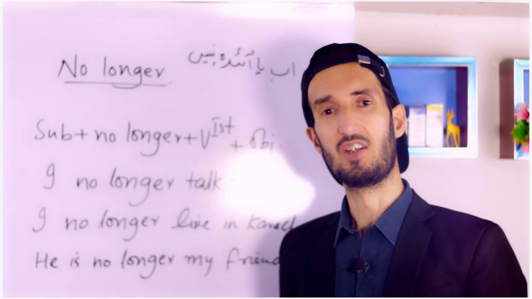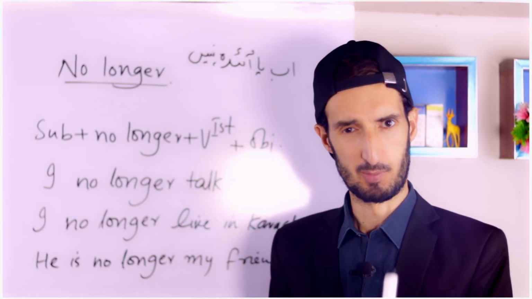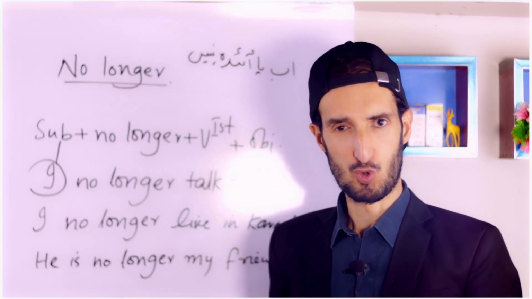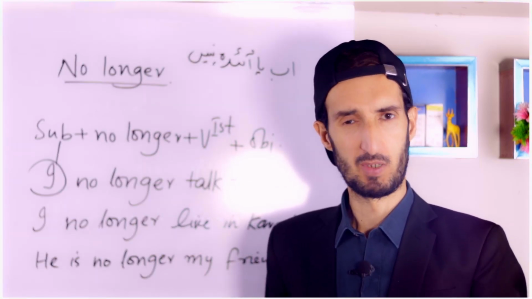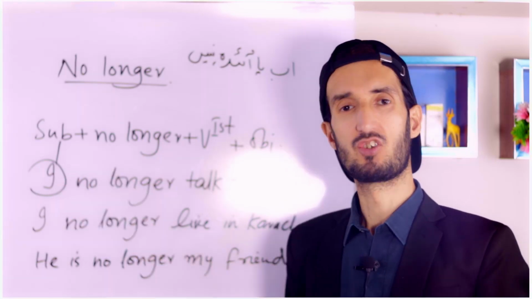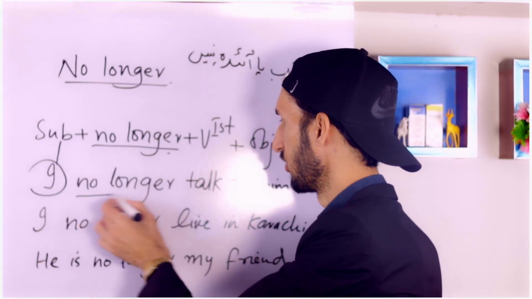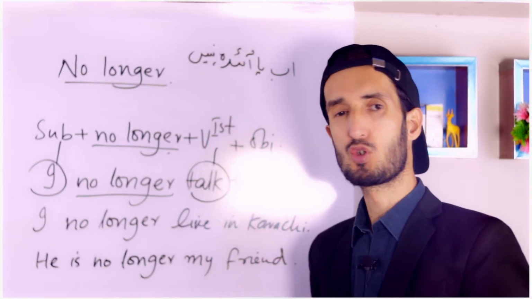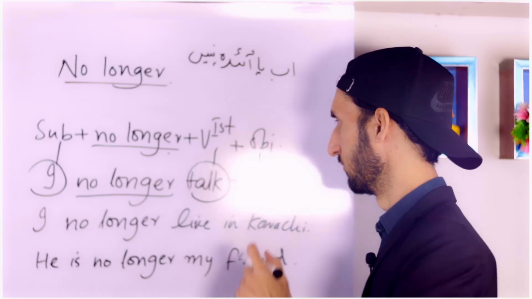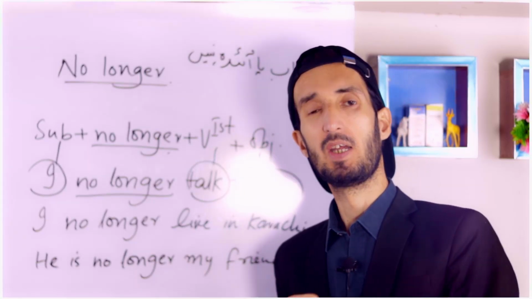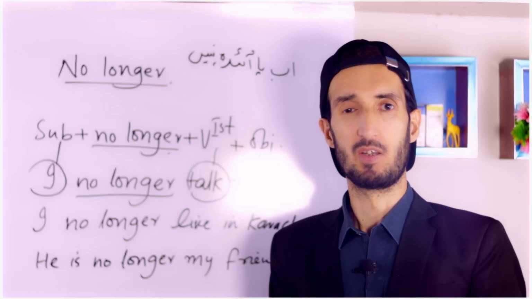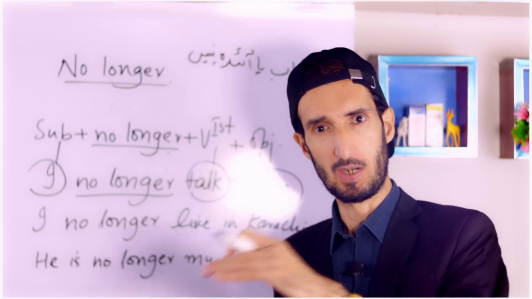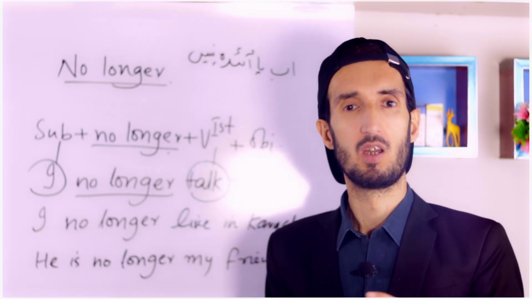You can use it in different tenses, but I'm going to teach you in present simple, right? So first we use the subject, that is I. I've taught subject, verb and object in many videos you can watch. Next is "no longer." And next we have to use the first form of the verb, that is talk. And an object, that is him. I no longer talk to him. It means I used to talk to him, but now I don't. I don't talk to him anymore. In the past I used to talk, but not now.